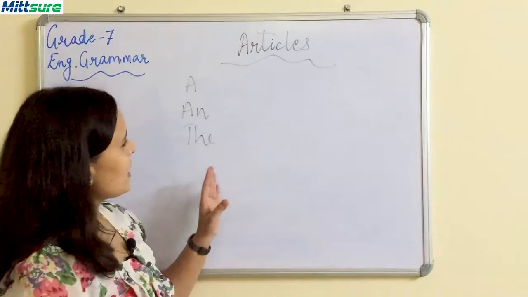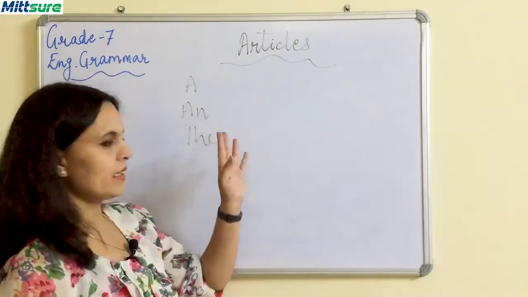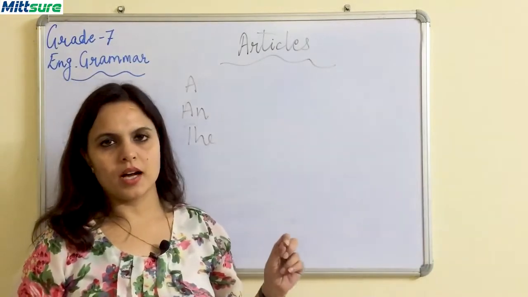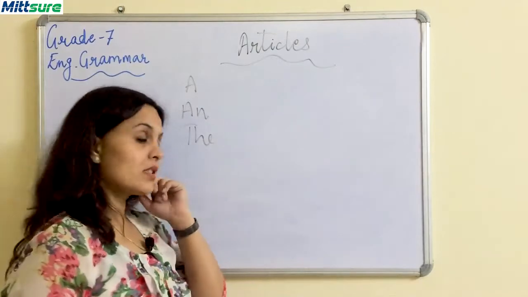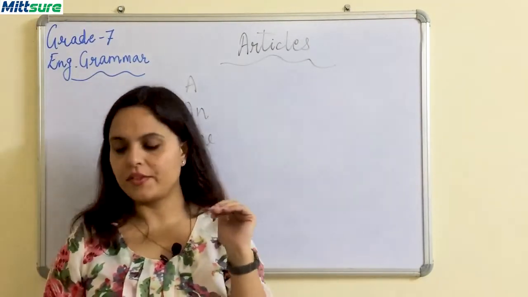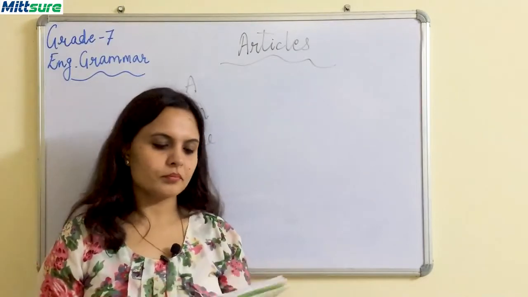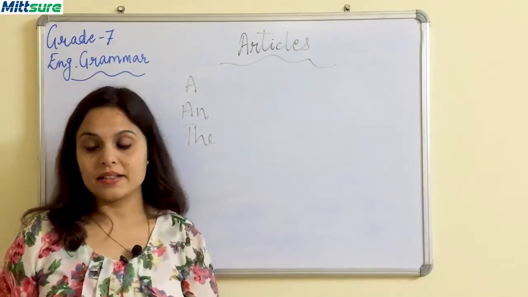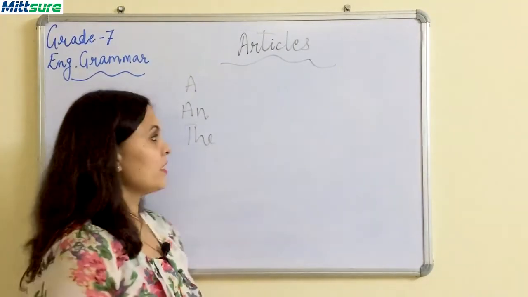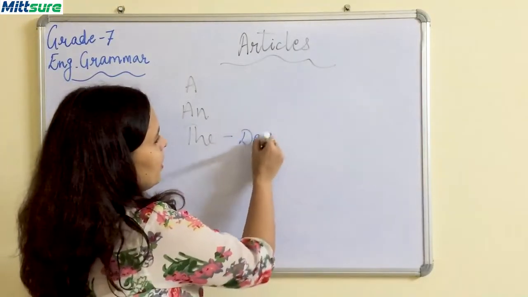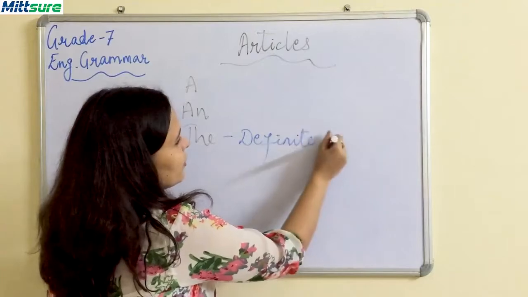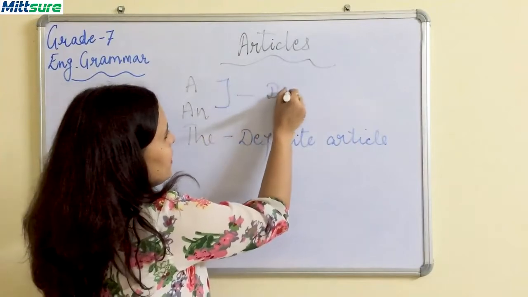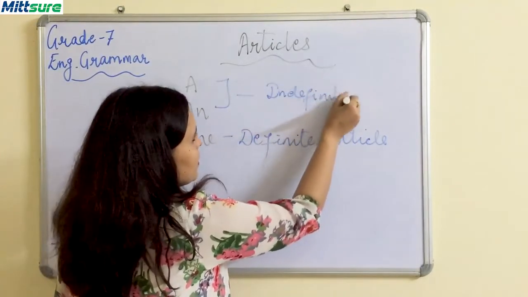So now we will understand the kinds, what they are basically called. So a and an are the articles which are also called indefinite articles, and the is the article which is also called the definite article, right? So why do we say the is a definite article and a and an are indefinite articles? This is what we are going to learn about. So this is how we write definite article. A and an are indefinite article.